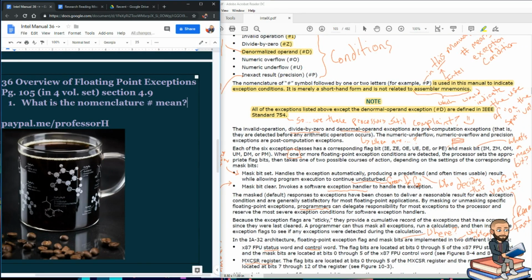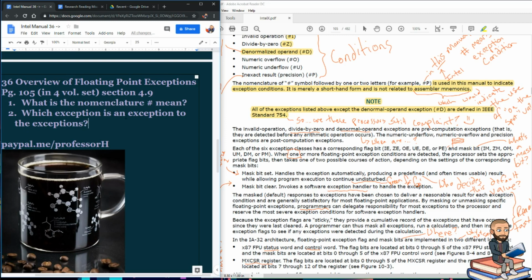So first question, what does the nomenclature hashtag mean? And then here we go, which exception is an exception to the exceptions? So I put in parentheses, that is an exception to the IEEE Standard.